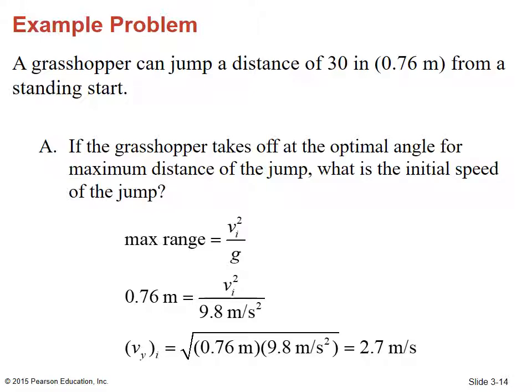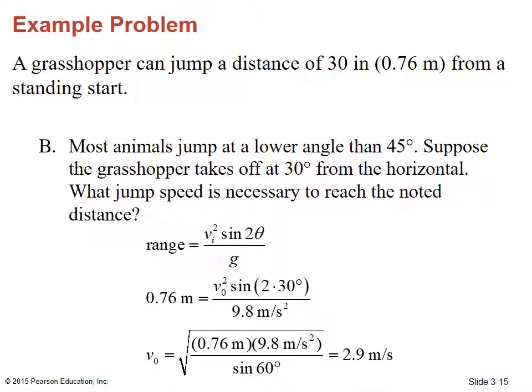Using the max range equation, we find the initial velocity must be 2.7 meters per second. Using the range equation, we find the initial velocity must be 2.9 meters per second.